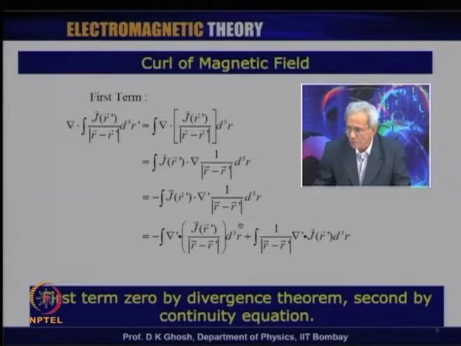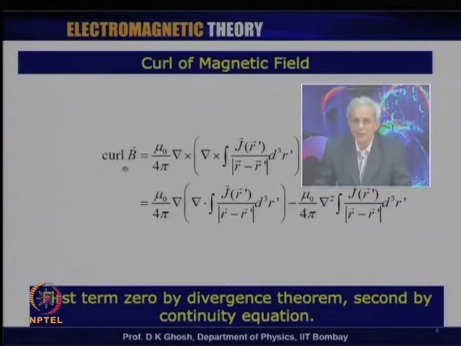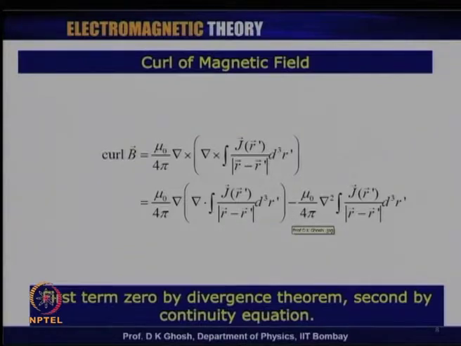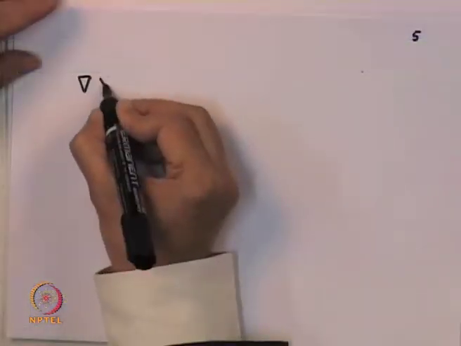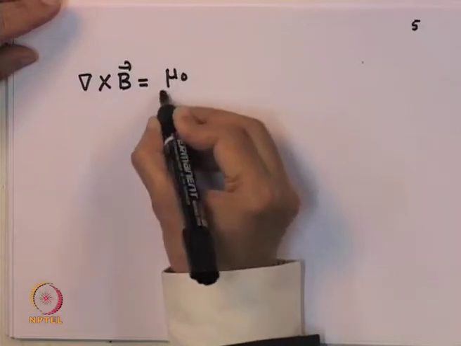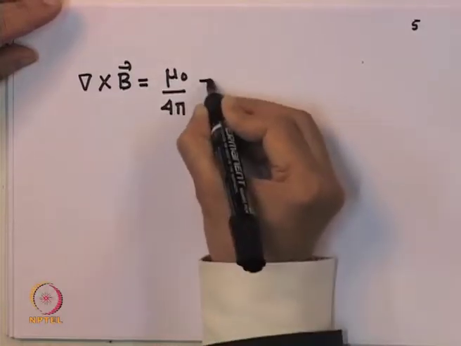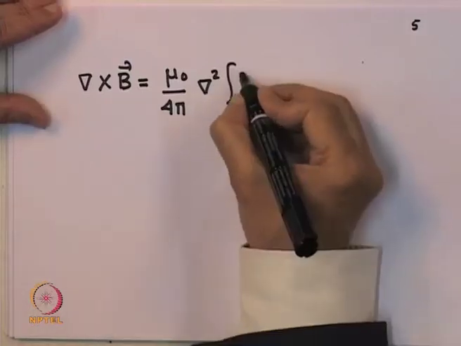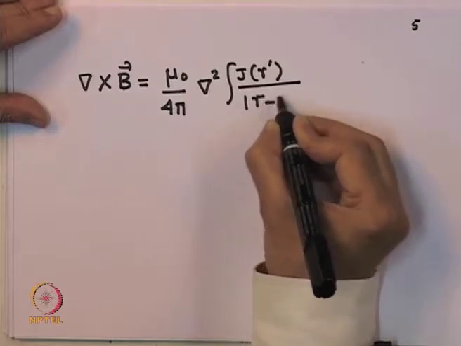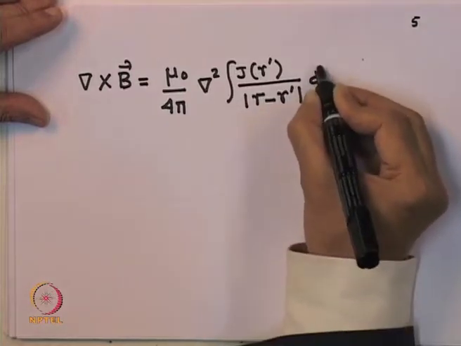So, therefore, from the expression that I had written down here for the curl of B, the first term vanishes and I am simply left with the second term. So, let me look at what the second term is. I am left with curl of B equal to mu 0 by 4 pi times the integral of del square of j of r prime by r minus r prime dq bar prime.